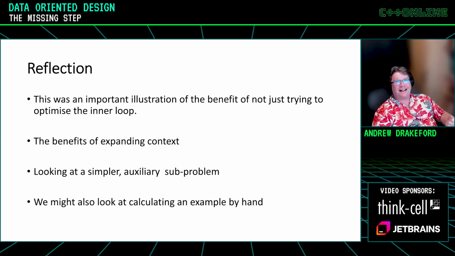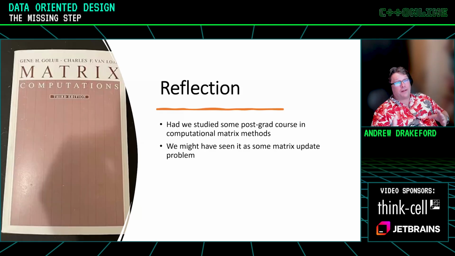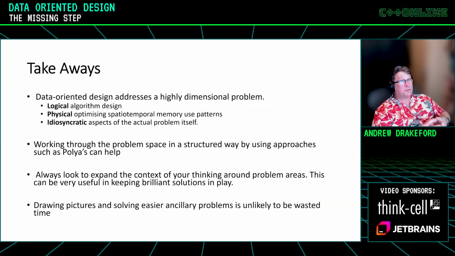Maybe that counts. An alternate way in which we could have solved this is we could have done an advanced postgrad course in matrix computations using the Van Loan and Golub book. I've actually got it. I can just reach out and get it, but I won't. And then we would have seen this as some matrix update problem. And we could have walked away thinking, hey, isn't it good to know about matrix update problems? It's much more valuable to know about expanding the context. It's much more valuable to know about Polya's approach.